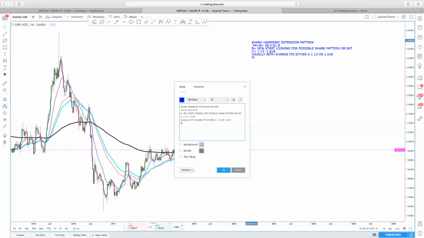Okay, and now your D is 0.886 or a 1.13. Your ABCD extension will be a 1.618 or a 2.24. Now in reference to the 0.886, most likely you're looking for a 1.618 with the ABCD, and with a 1.13 D point, you're looking for a 2.24. Your take profit, according to Scott Carney, is at AD. First take profit will be a 50%. You can also use the 0.382 and the 0.618.